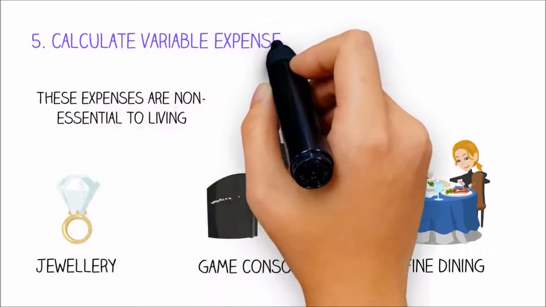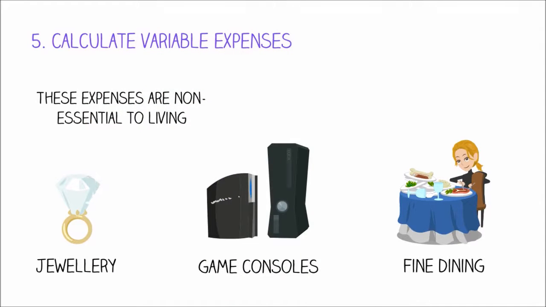Step 5, calculate your variable expenses for each given period. So these are the expenses which you are at liberty to adjust, and are non-essential to living. Examples could be jewelry, game consoles, or dining out at fancy restaurants.